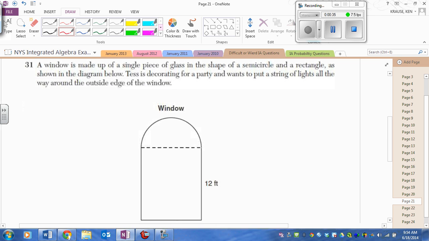So here's what you got to decide. Are you going to do area of the inside, or are we going to decorate by putting a string of lights all the way around the outside of the edge? So that's not area. That's really the perimeter, or in this case, circumference. All right. So remember the circumference formula is equal to diameter times pi.